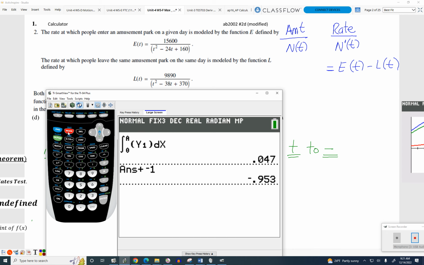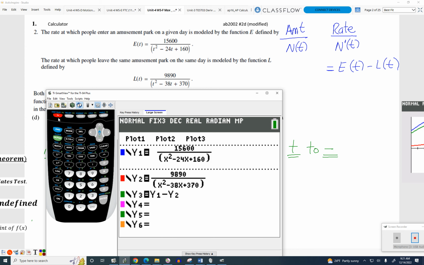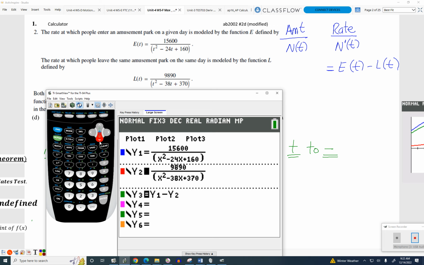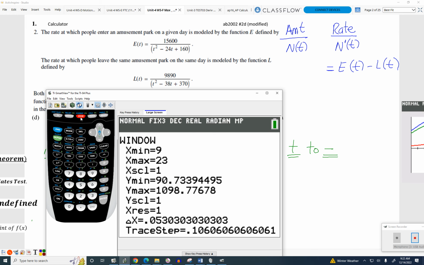Okay, once I have all that there, I want to turn off my y1 and y2. So turn those off. I want to window from 9 to 23 in ZoomFit.